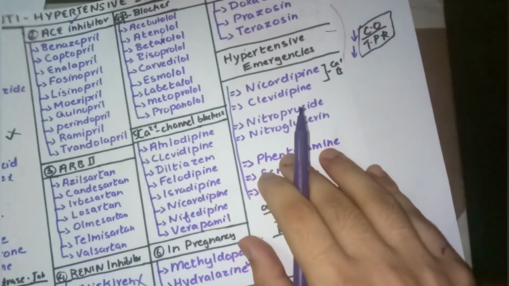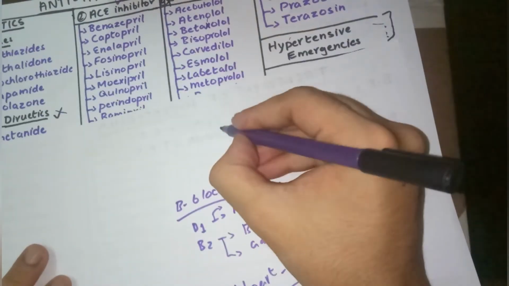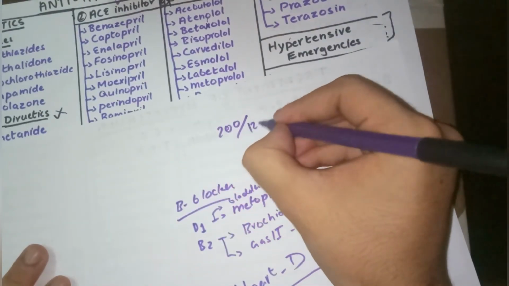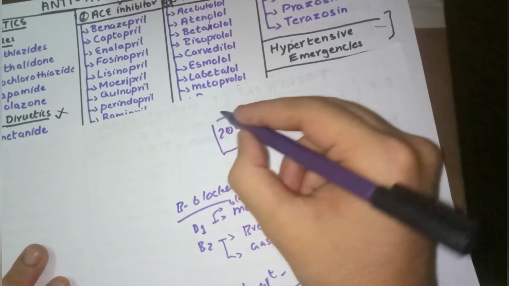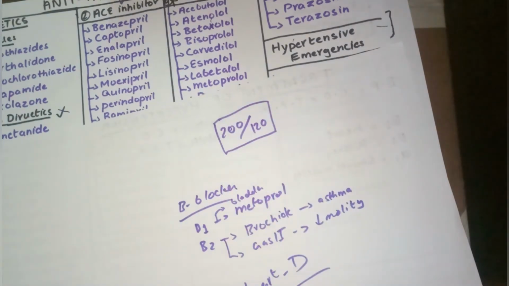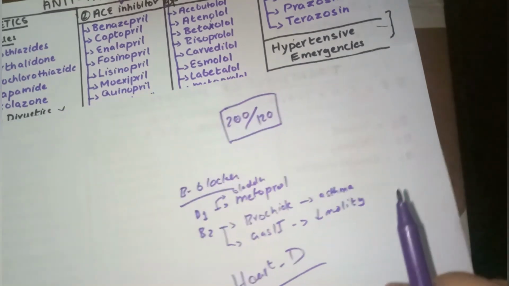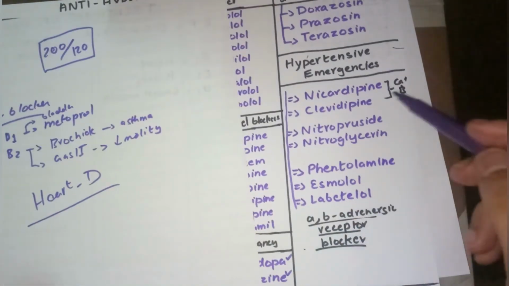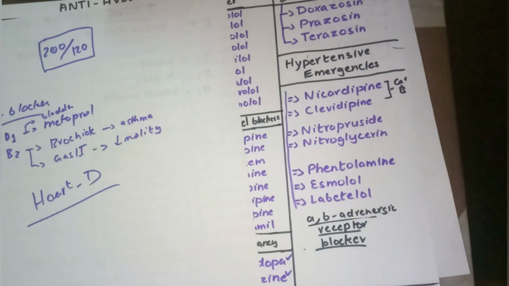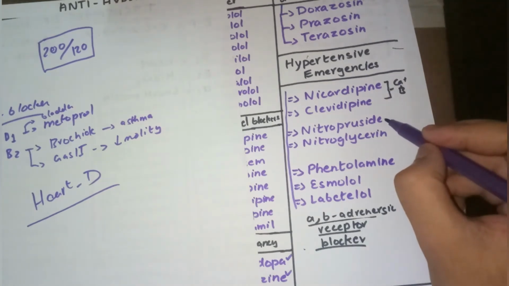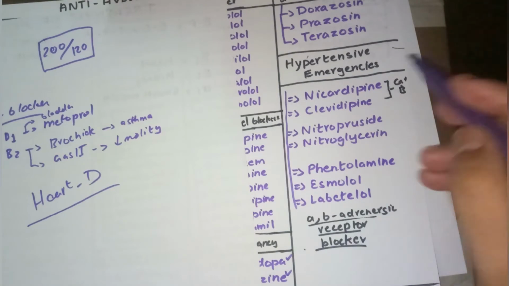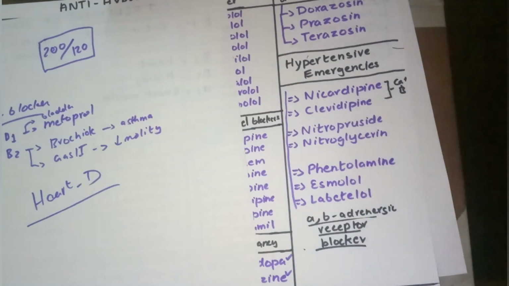If someone comes to you and has blood pressure above 200 by 120, and he is having target organ damage, or maybe sometimes someone doesn't have organ damage, and he is in a very serious condition, then what will you do? You will have to give hypertensive emergency drugs like nitroprusside, nitroglycerin, and nicardipine, which is a calcium channel blocker.